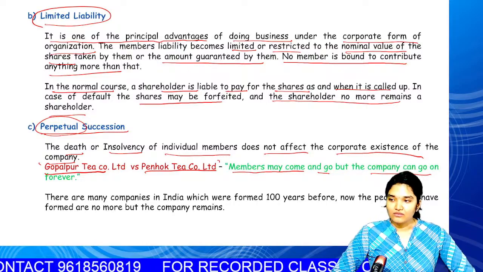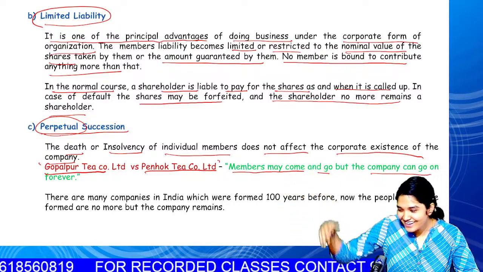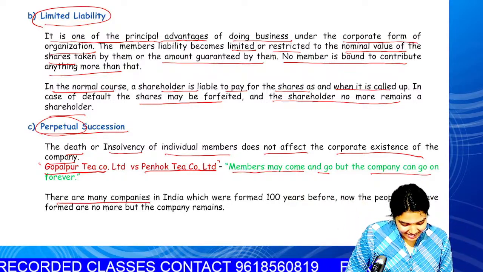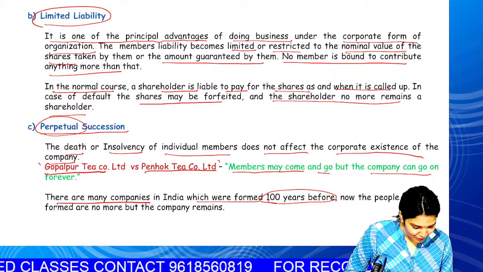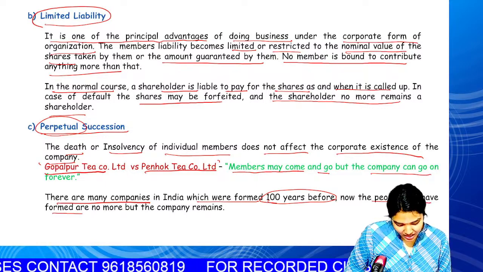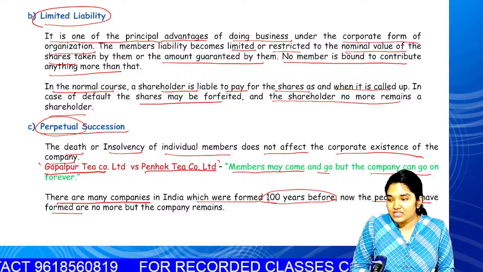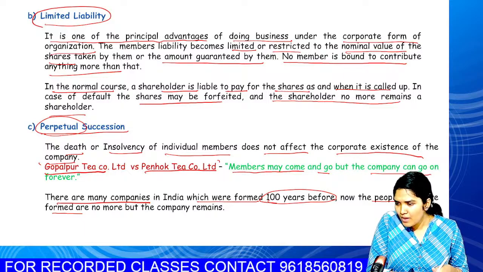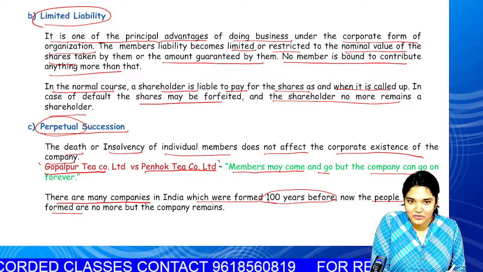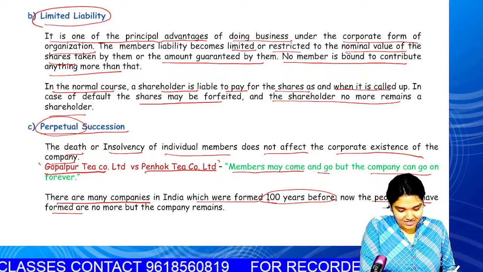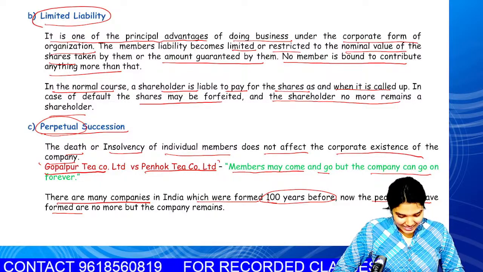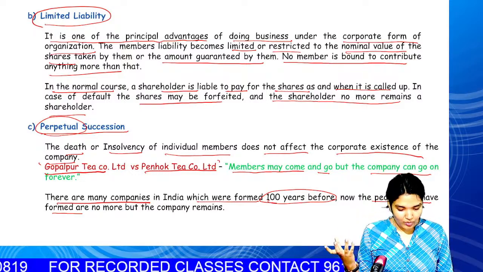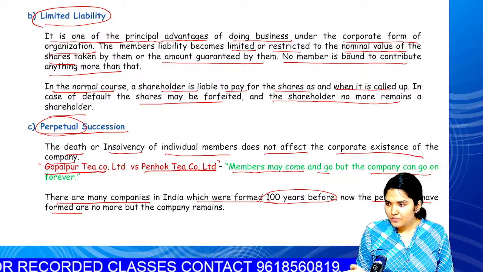My love is forever, my existence is forever, like that. There are many companies in India which were formed 100 years ago. The people who formed them are no more, but the company remains. Many companies have been operating for more than 100 years in India or outside, but are the members still alive? How can you expect them to be alive if the company is more than 100 years old? So irrespective of the death or insolvency of members, the company will still exist and operate its activities. That means there is no death for the company.